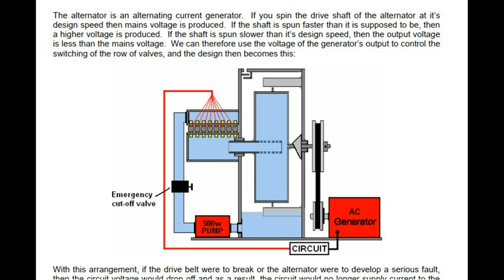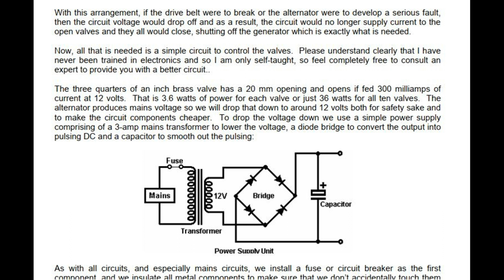With this arrangement, if the drive belt were to break or the alternator were to develop a serious fault, then the circuit voltage would drop off, and as a result, the circuit would no longer supply current to the open valves and they all would close, shutting off the generator, which is exactly what is needed. Now, all that is needed is a simple circuit to control the valves. Please understand clearly that I have never been trained in electronics and so I am only self-taught, so feel completely free to consult an expert to provide you with a better circuit.